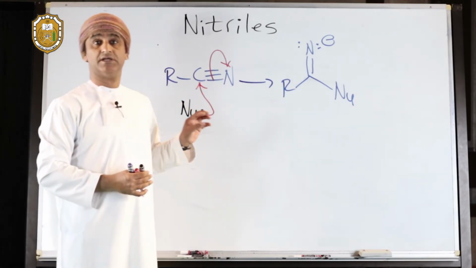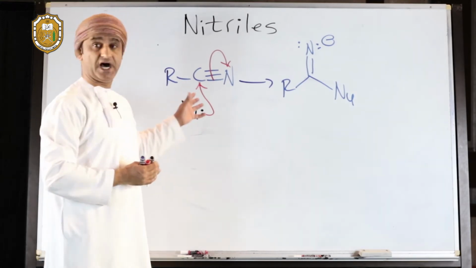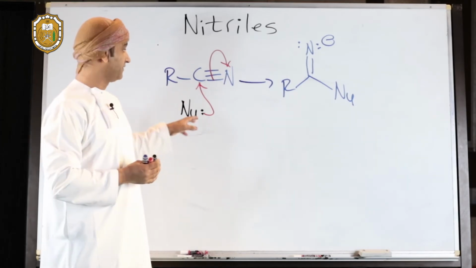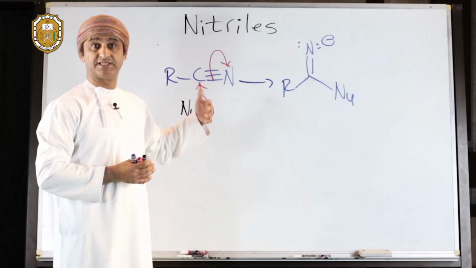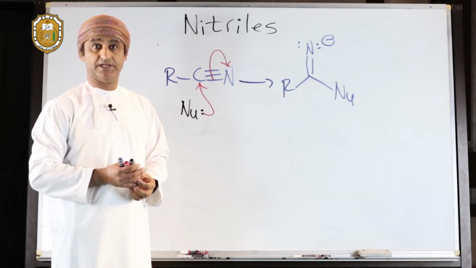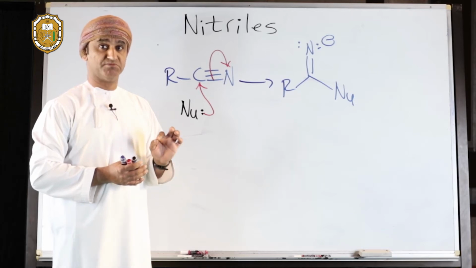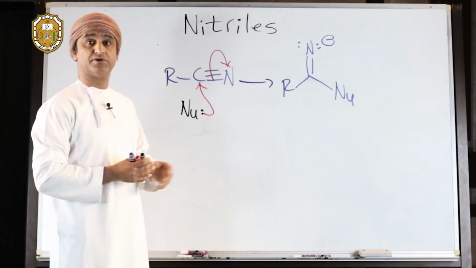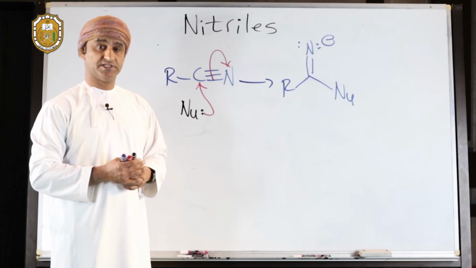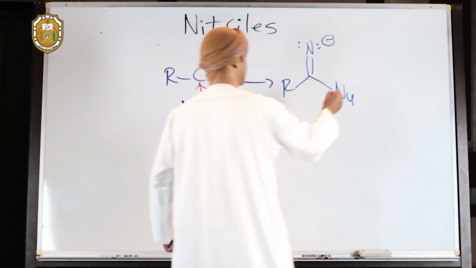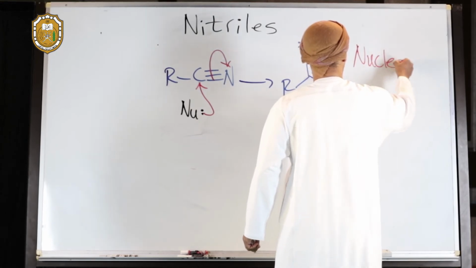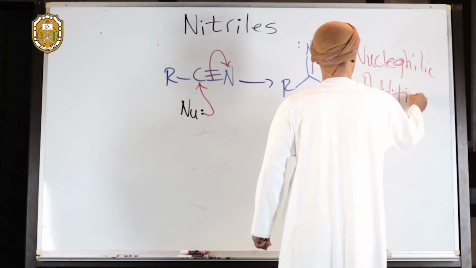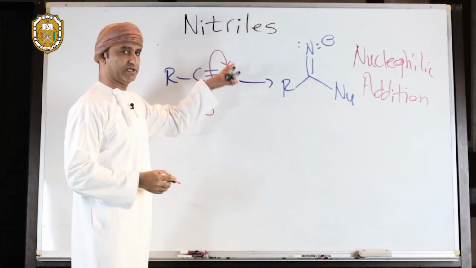This is actually very similar to the reaction of aldehydes and ketones with nucleophiles at carbon of the carbonyl group. The only difference here is that there is nitrogen in the case of nitriles, whereas there is oxygen in the case of aldehydes and ketones. And remember that oxygen is more electronegative than nitrogen. The point here is nitriles undergo nucleophilic addition type reactions if they get attacked by nucleophiles. This is the nucleophilic addition reaction.